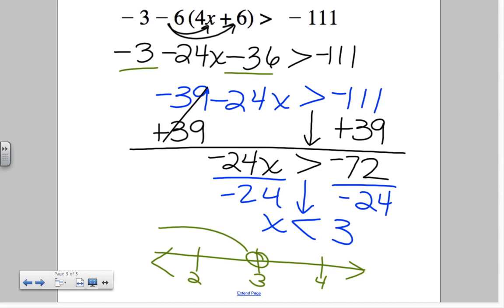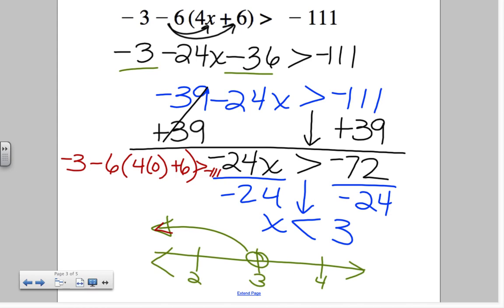And I would absolutely check with 0, based on the fact that 0 is over here somewhere, right? So, there we go. Now I'm going to plug 0 in. So I have negative 6, I have 4 times a 0 plus 6 has to be greater than negative 111. I wish I could see my work. There it is. All right, so now we're going to simplify this.